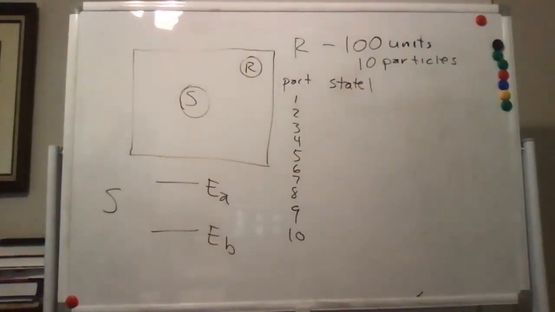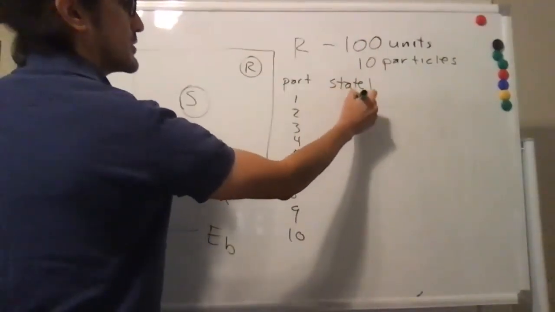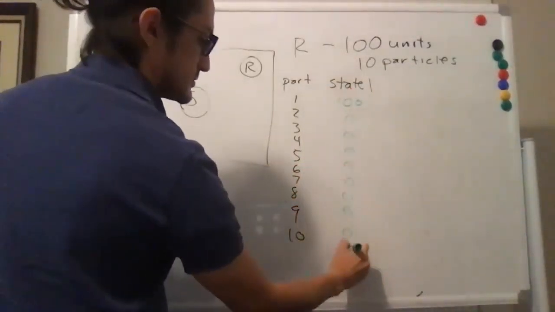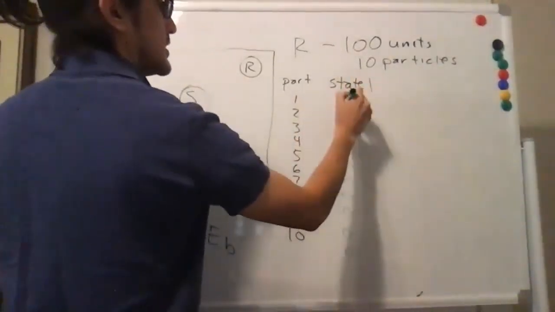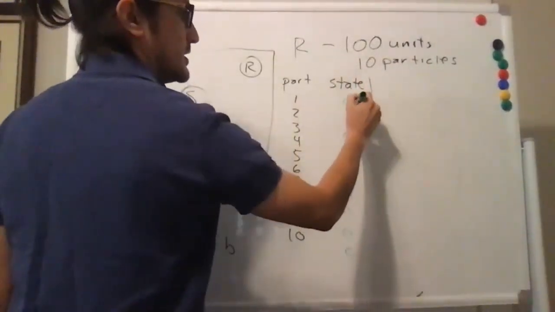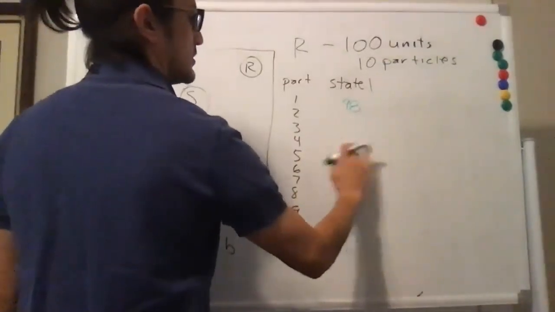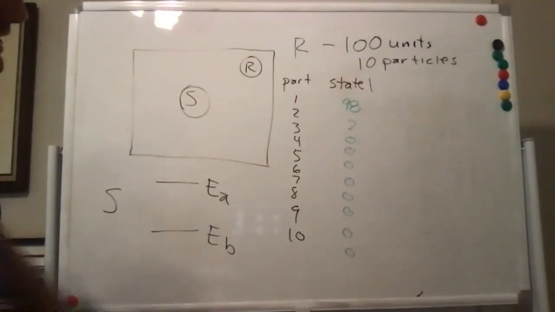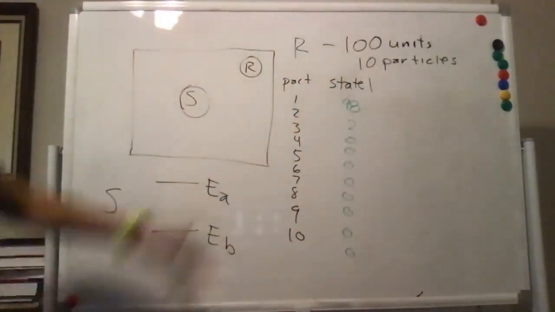So one way to do it will be to just put all the energy in the first particle, so the 100 units, and everything else has zero. So that's one option. Or, you know, we can put 99 here and one over here, or 98 here and 1 and 1, or maybe 2 and 0. So you get the idea, right? You're going to have many ways of arranging these 100 units in these 10 particles.